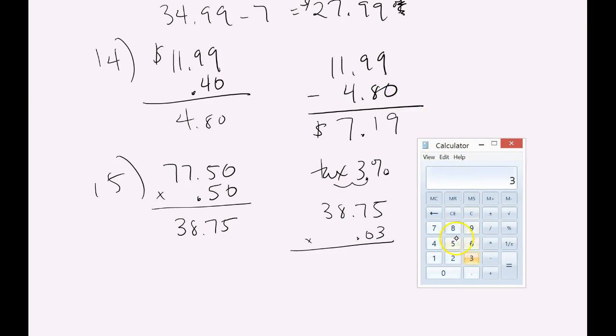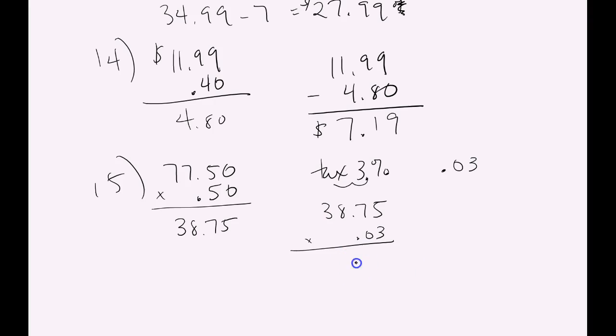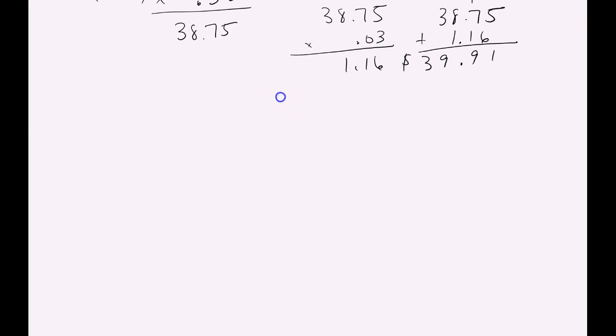So 38.75 times 0.03, and that is $1.16. So we're going to take our 38.75, which is our sales price, and add back on tax. Tax is always added back on. So I am getting $39.91.